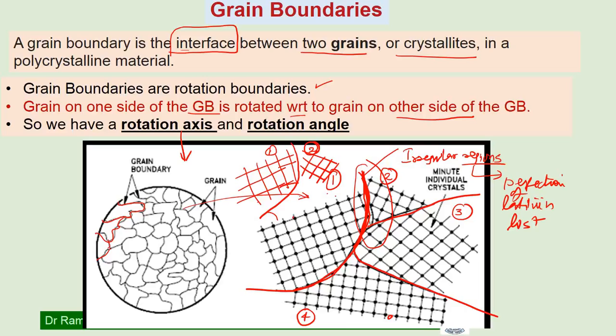So keep it in mind, grain boundaries are what? Rotation boundaries, meaning the grain on one side of the boundary is rotated with respect to the grain on the other side of the grain boundary. Second thing, once I say we are talking about rotation, we must know the axis of rotation, the axis around which this rotation is taking place. And second is how much the rotation is, that is, I shall quantify this rotation, that is the rotation angle. And this is the basis of classification of grain boundaries, the rotation axis, and we will see how you classify that.